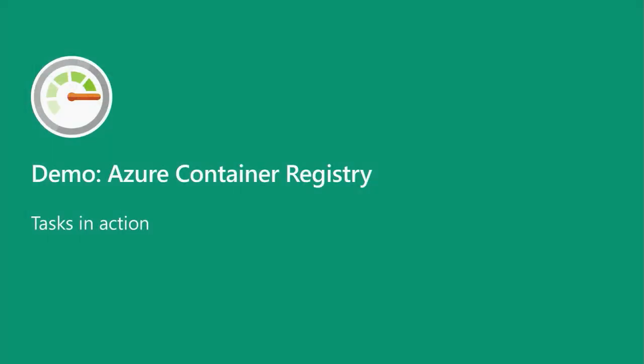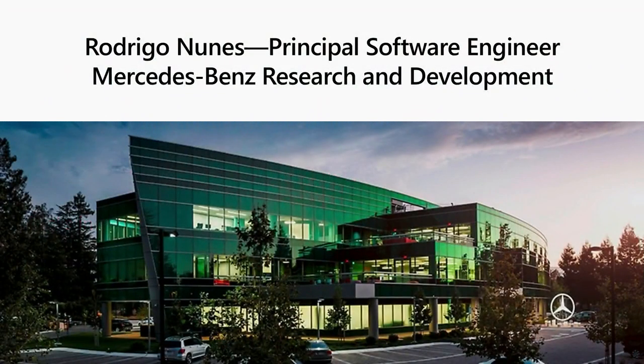Cool. So that's given us a bit of an overview of some of the pipelines to put around getting your images from development into production and a bit of a hands-on feel around it. What I'd like to do now is switch gears. And I'd like to invite Rodrigo Nunes from Mercedes-Benz to the stage to talk around how they're using containers in the software for their cars.